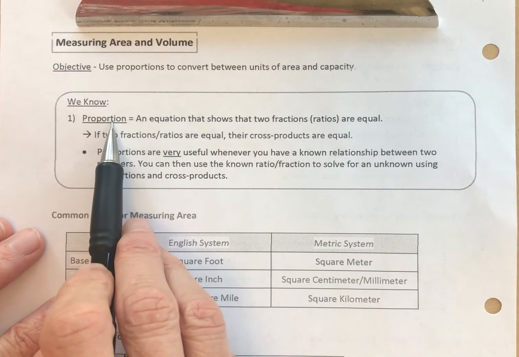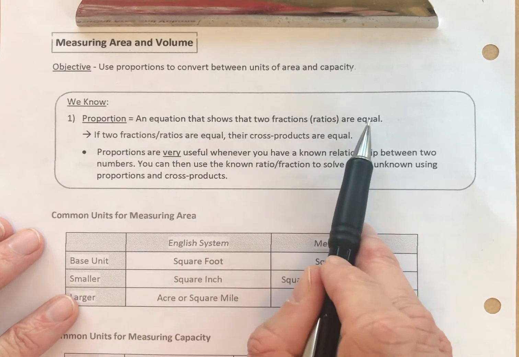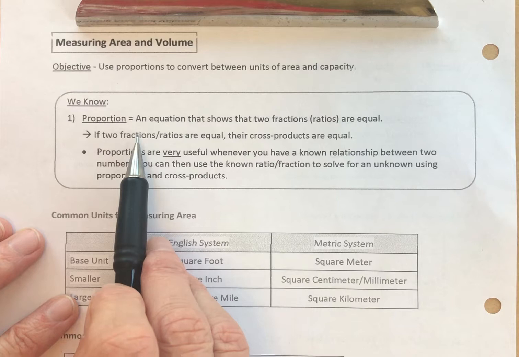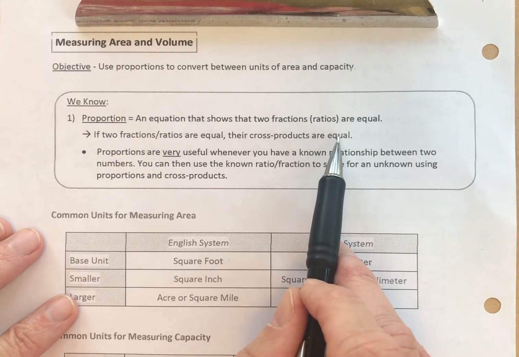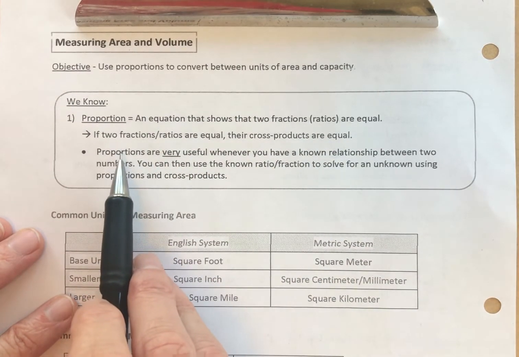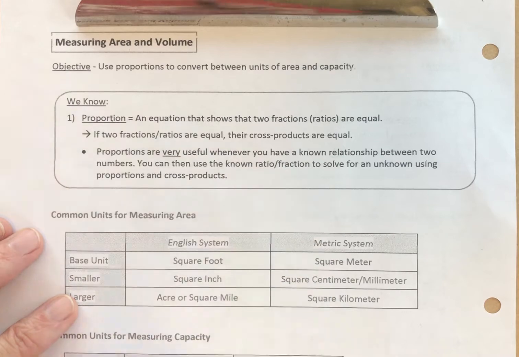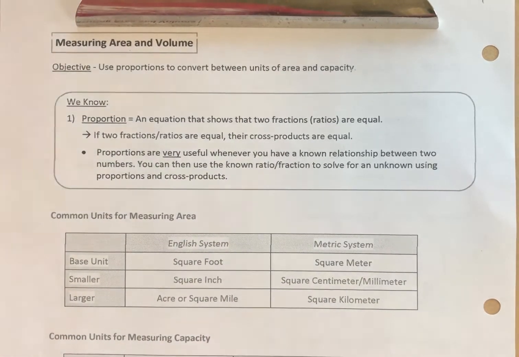We know what a proportion is, an equation that shows that two fractions or ratios are equal. And we know that if we have a proportion, their cross products are equal, and that is extremely useful. We talk about how proportions are useful because we can solve for an unknown in one of those two ratios.